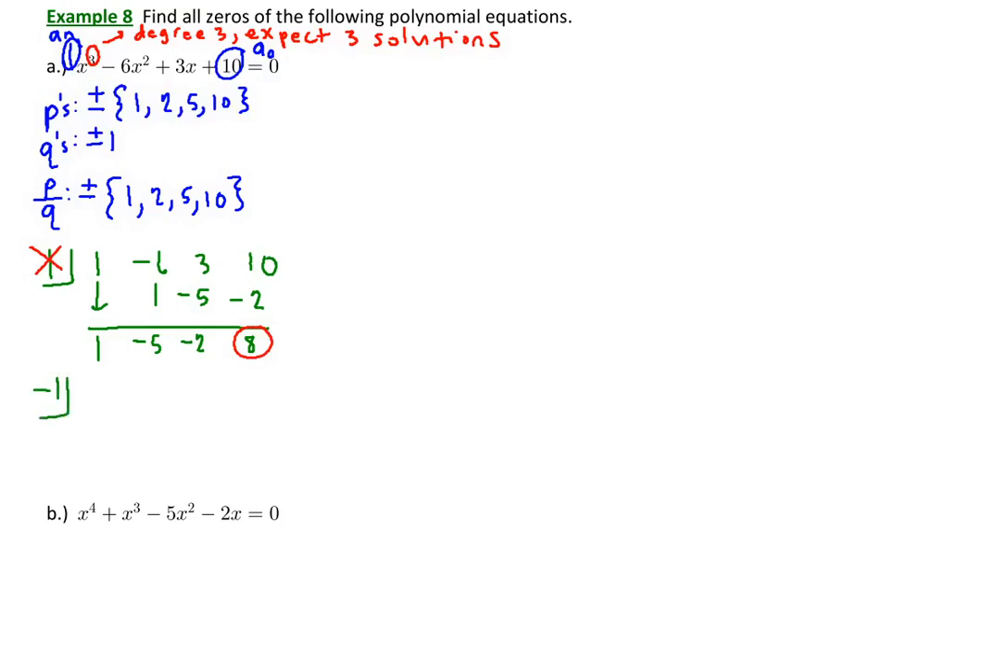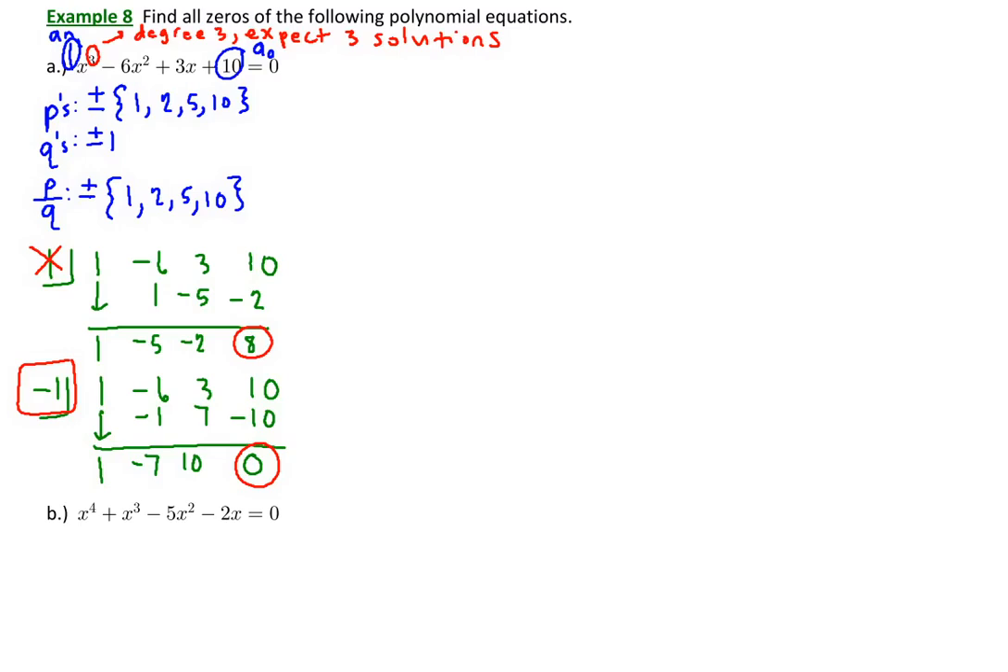How about -1? I'm using the same coefficients from the original polynomial, and we're going to inspect the remainder here. So multiply and add all the way across. This one works out a little differently. That's what we're looking for. We can see that our remainder is 0. Since the remainder is 0, then -1 is a 0 of the polynomial. So we have found one of the 3 answers for this polynomial equation.